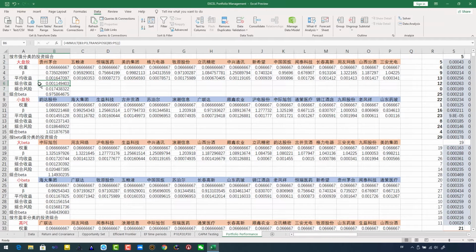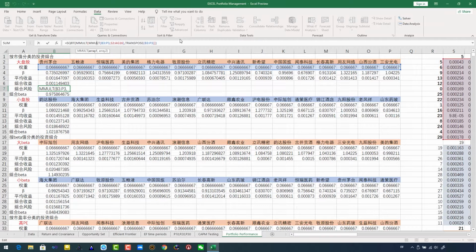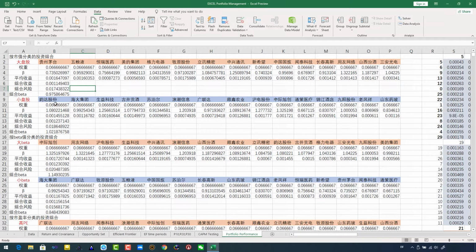And for the portfolio return and portfolio risk, it's the same way using the matrix multiply, we can calculate the result for the portfolio risk and return. And using the same way, we construct the small cap portfolio and we calculate the portfolio return and portfolio risk, and also the portfolio beta. This portfolio beta is the same way we use the weight to multiply each individual stock's beta, and then sum them together, we can get the portfolio beta.